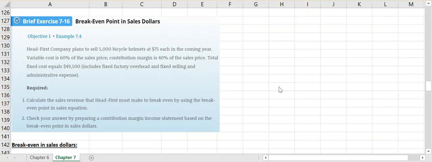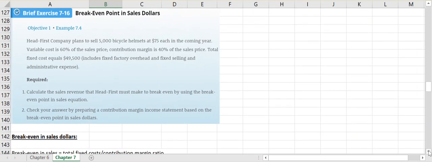So they want us to calculate the sales revenue that they have to produce in order to break even, and then again check your answer by putting together a contribution margin income statement. When you're looking at it for sales dollars, we're actually going to be using our ratios.